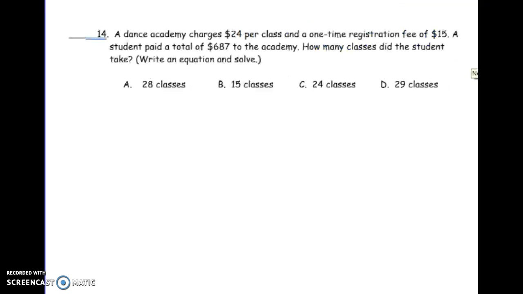Number 14 says, Dance Academy charges $24 per class and a one-time registration fee of $15. A student paid a total of $687 to the academy. How many classes did the student take? Write an equation and solve. Okay, so if I want to write my equation, my let statement is what I like to start with. So I'm going to let C be my classes because I'm not sure what they are. That's my unknown. But I do know the Dance Academy charges $24 per class. So that's $24 times the number of classes. And then there's that one-time registration fee of $15. And we're going to spend a total of $687.